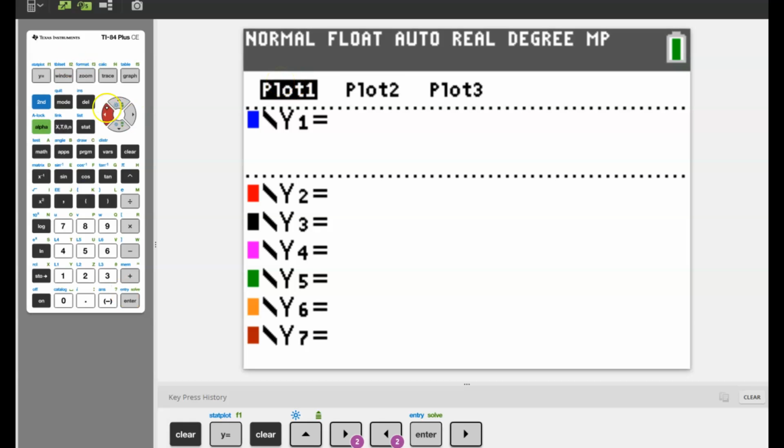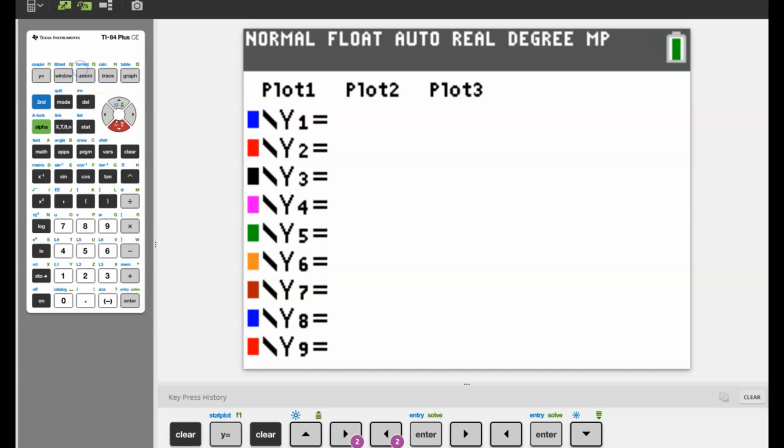If that's highlighted, then that means that your graph is not going to plot correctly. So make sure that none of those are highlighted. Now we can type in y1, our first equation. The y1 stands for our y, so we're just going to type what comes after the equal sign.